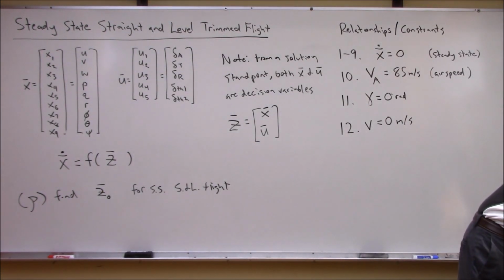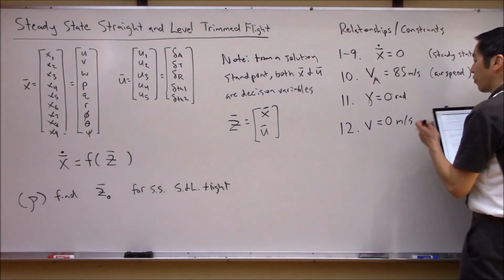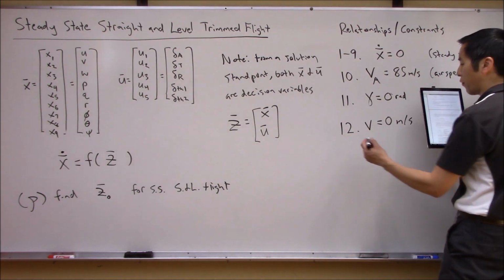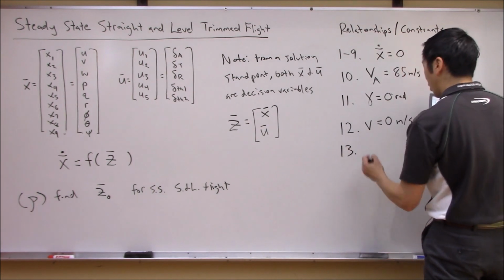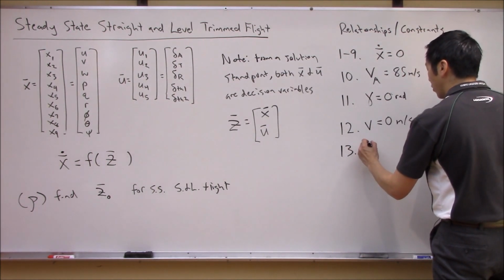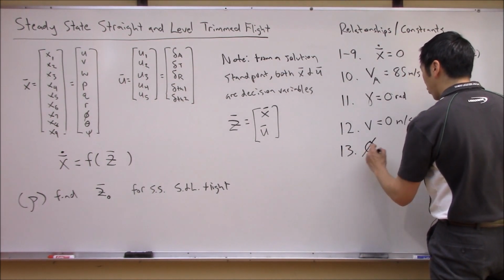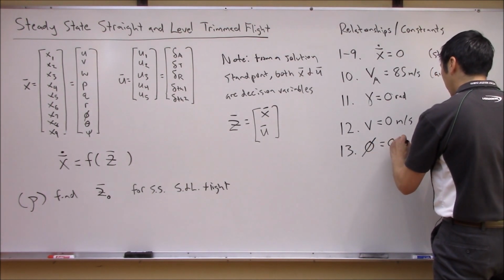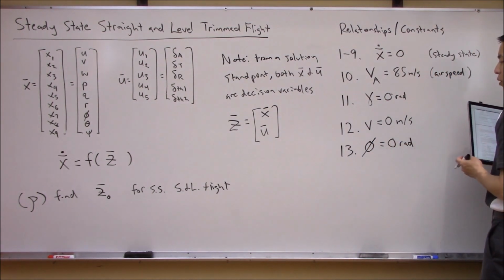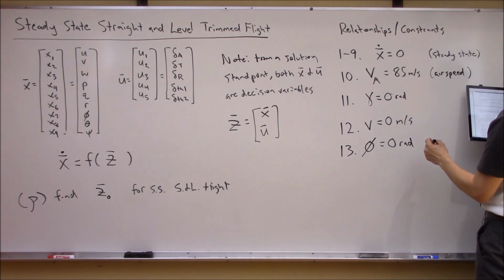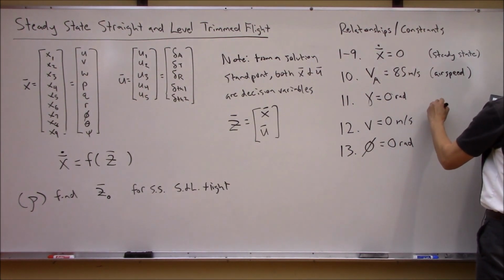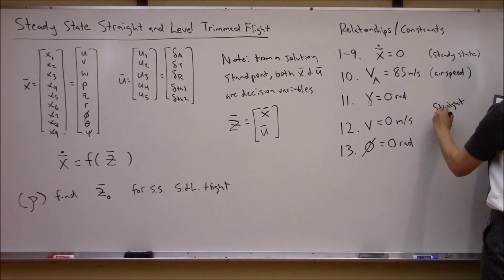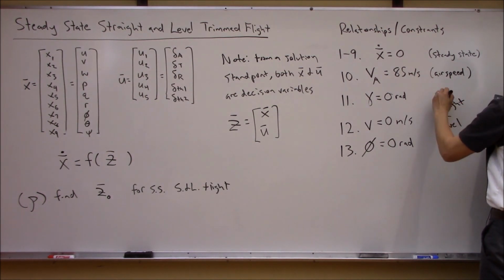So let's add a constraint here on V. So V equals 0 is going to help us try to enforce that. And then finally, let's do 13 here. I want the wings to be level. I don't want any bank angle. So let's put a constraint or a relationship on bank. Okay, so all three of these together kind of make up this idea of straight and level. Right, that's what we're trying to capture.